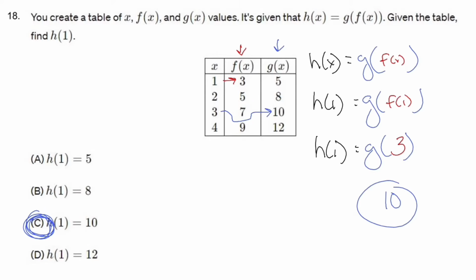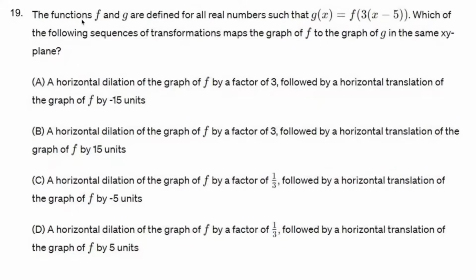I mean, all of this is easy if you know what you're doing, but this one's not so bad at all. Hope this helps. The functions f and g are defined for all real numbers such that g of x equals f of 3 times the quantity x minus 5. Which of the following sequences of transformations maps the graph of f to the graph of g in the same xy-plane? All right, so it looks like I have a 3 being attached to the parentheses with an x minus 5.